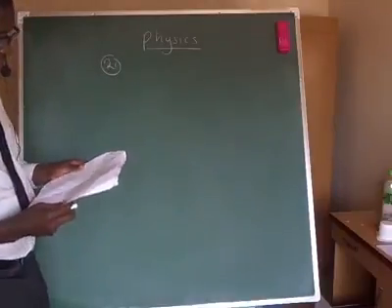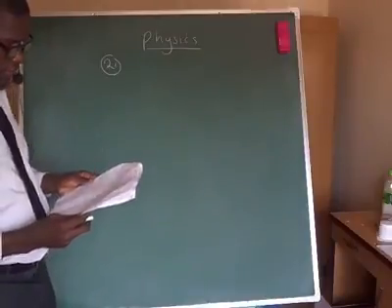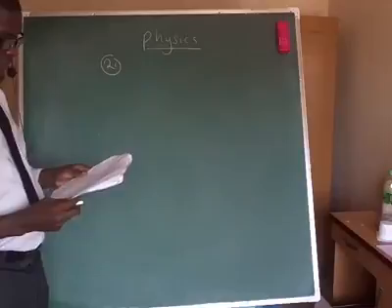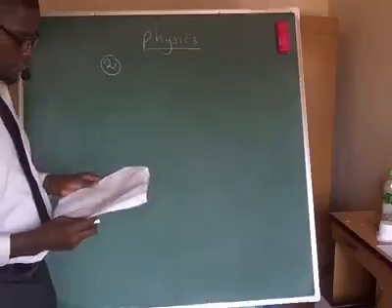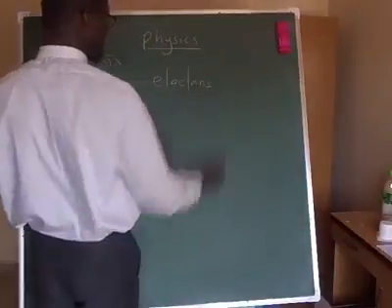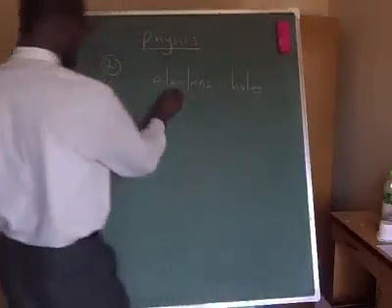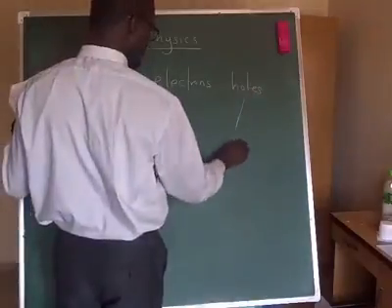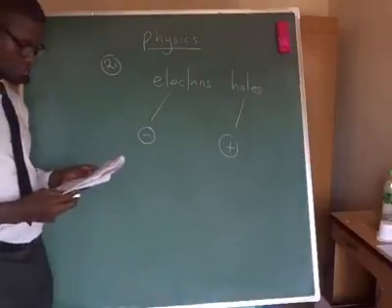What are the charge carriers in semiconductors? A. Electrons and holes. B. Holes only. C. Ion and electrons. And D. Ion and holes. So the answer is option A, electrons and holes. Electrons and holes are the carriers of charges in semiconductor. Electrons are the carriers of negative charges, while holes are the carriers of positive charges.